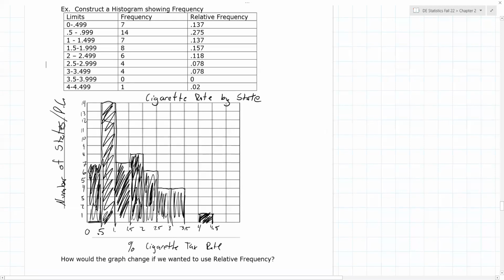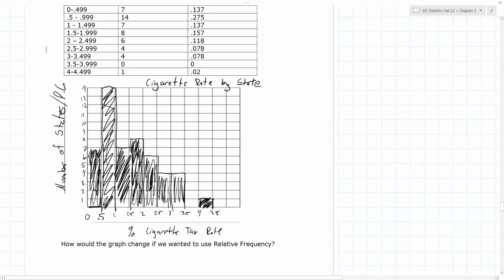Now, we go through, we have a title, so cigarette tax rate by state. We have an x-axis, that is the percent of that tax rate, and then the y-axis is talking about the number of states that fall into each of those categories. We start with 0 and we go to 0.5. Again, pay attention to that x-axis. That is what your x-axis needs to look like. If it doesn't look like that, then you didn't do it right. Make sure whenever you have a continuous data set, it looks like that.